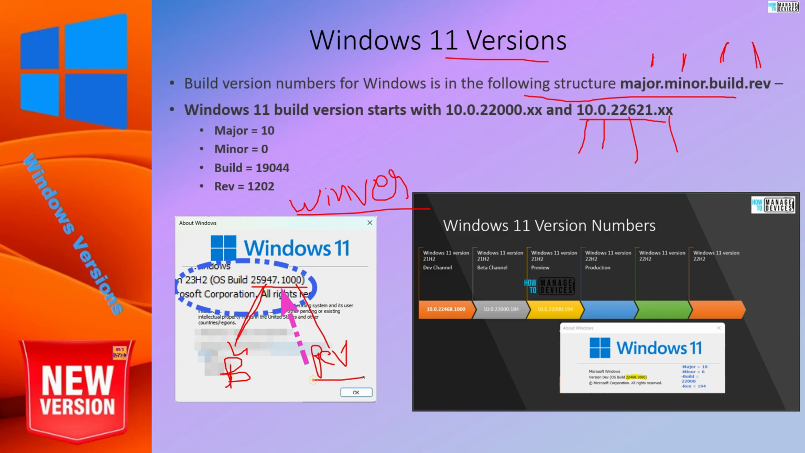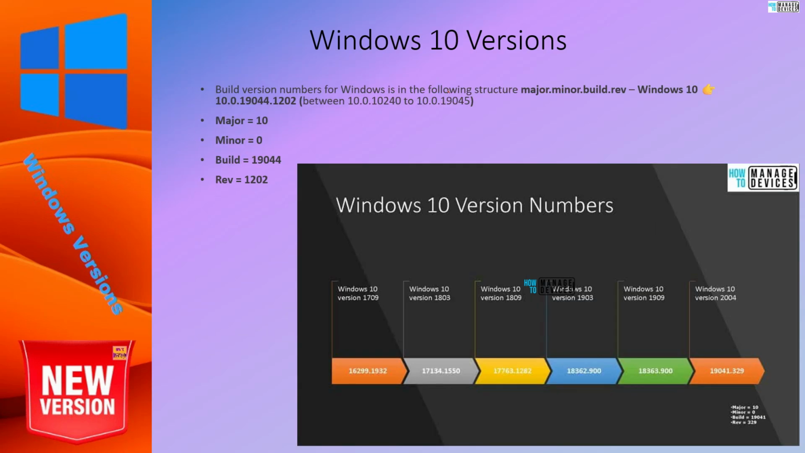The revision version will get changed after every Patch Tuesday or after installation of every patch. The build version will get changed during the yearly feature updates. The current version is Windows 11 22H2, and the version which is going to come pretty soon is Windows 11 23H2. These are called feature updates, and during the feature updates, the build version will get changed. So in this example, major version is 10 and minor version is 0, build version is 22468 and revision is 1000.